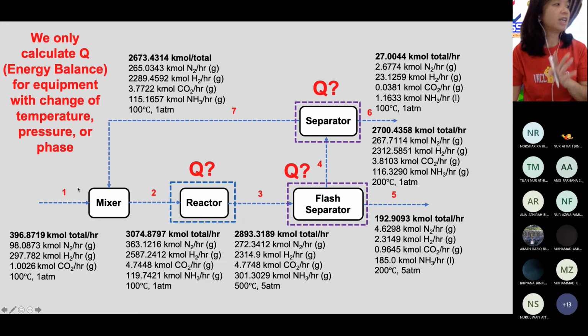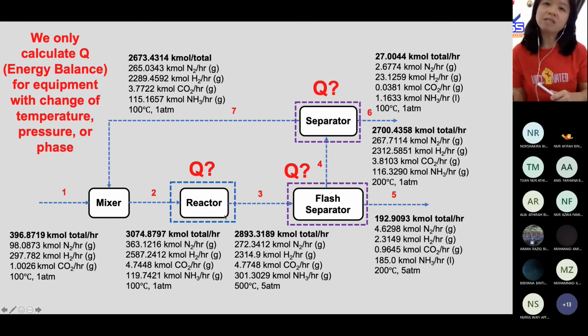Okay, so inlet stream 1, you can see all is gas, 100 Celsius, 1 atm. Inlet stream 7 to the mixer also all gas, 100 Celsius, 1 atm. Sama kan? And the outlet stream from the mixer also gas, 100 Celsius, 1 atm. You can see in the mixer there are no changes of temperature, no changes of pressure, no changes of phase. Then you don't have to do the energy balance for mixer. Okay, done.